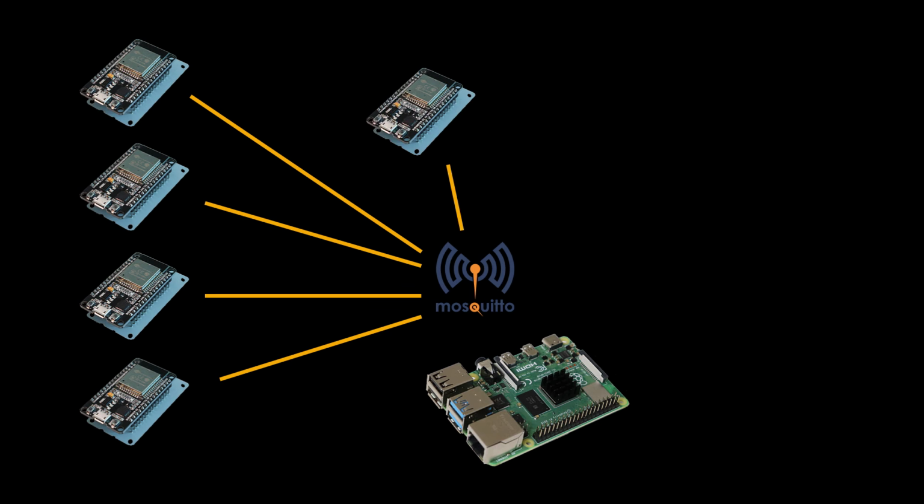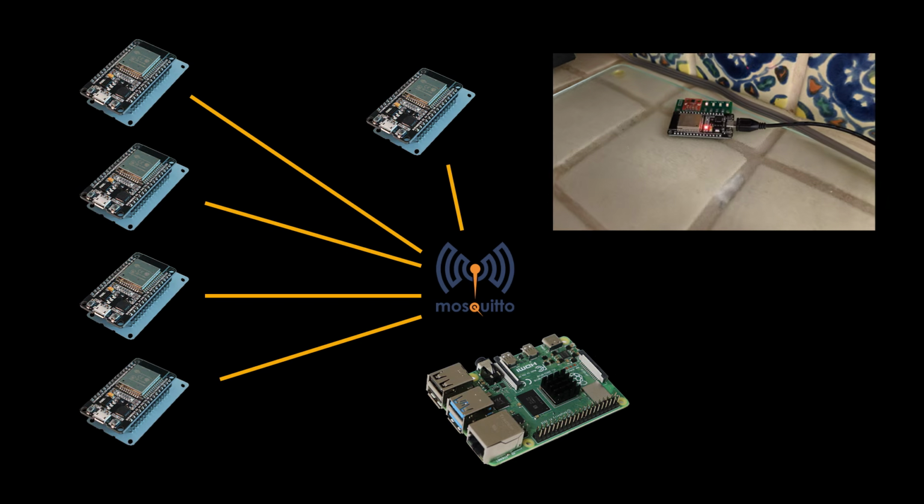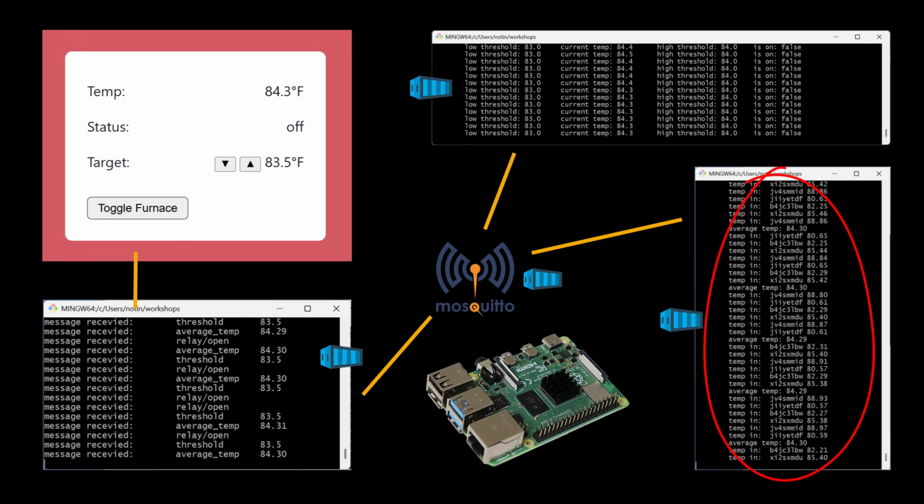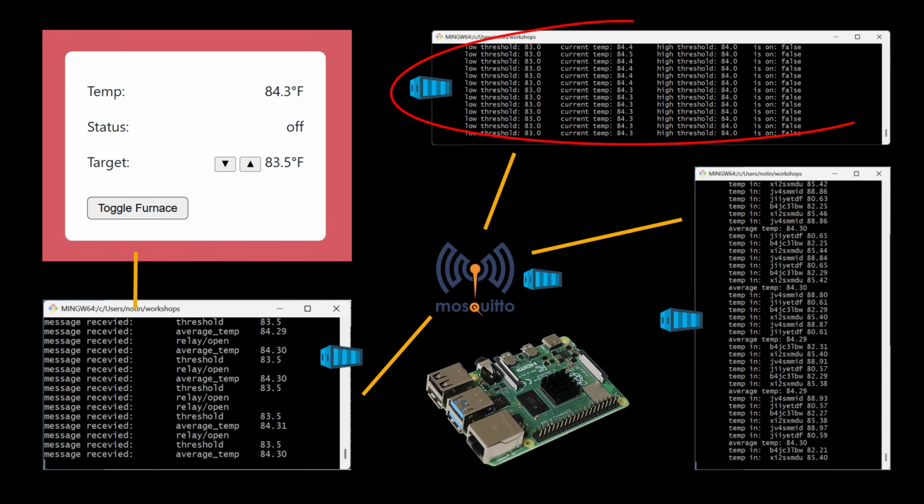What we've got is a Raspberry Pi with a Mosquitto and a bunch of ESP32s around the house with temperature sensors sending data constantly. Mosquitto's in a Docker container, and so are these other applications. We've got one application that's just listening to all the different temperature data and averaging it and then republishing an average. The thermostat is listening to that average and deciding based on the threshold whether or not to turn the relay on or off. The interface here is serving a web page which does many things.